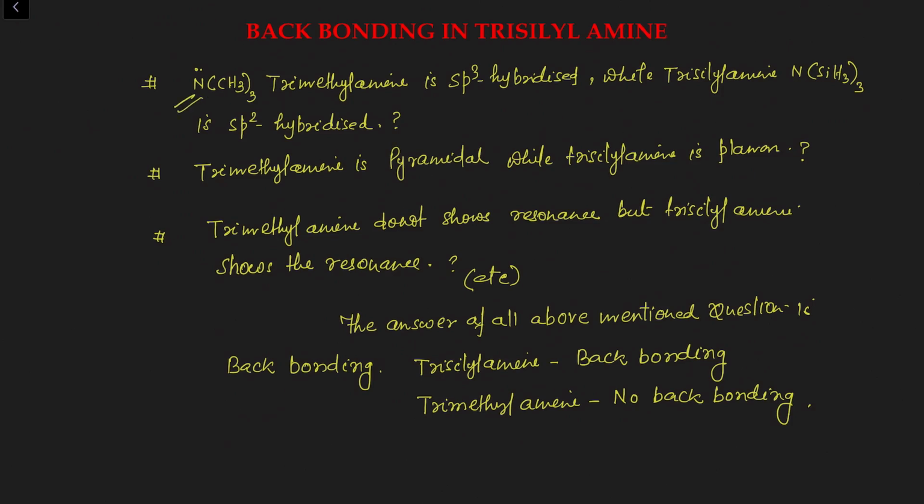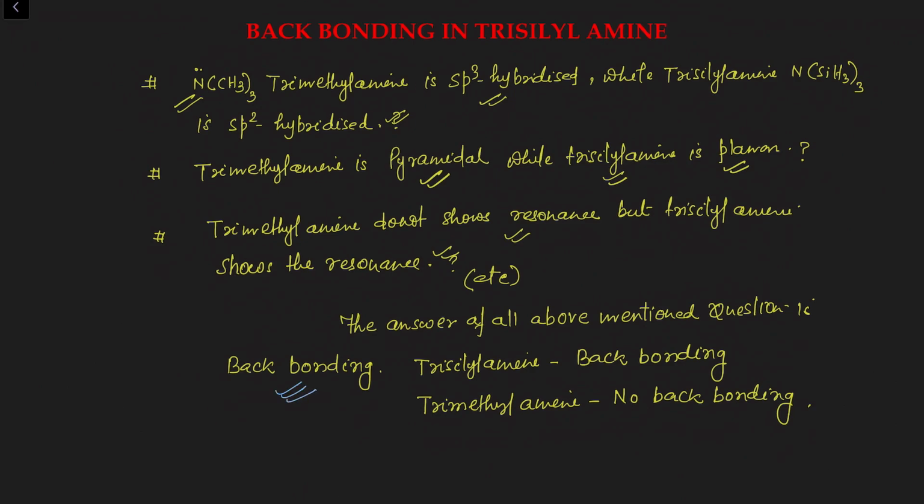The first question is that trimethylamine is sp3 hybridized while trisilylamine is sp2 hybridized. The second question is that trimethylamine is pyramidal but trisilylamine is trigonal planar. Why? The third question is that trimethylamine does not show resonance but trisilylamine shows resonance, and some other such reasoning questions you will get. But the answer to all such questions is only and only one: back bonding.